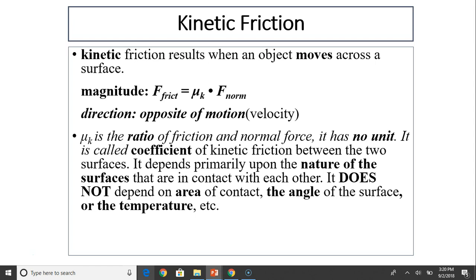Coefficient of friction depends primarily upon the nature of the surfaces that are in contact with each other. It does not depend on the area of contact, the angle of the surface, or the temperature.